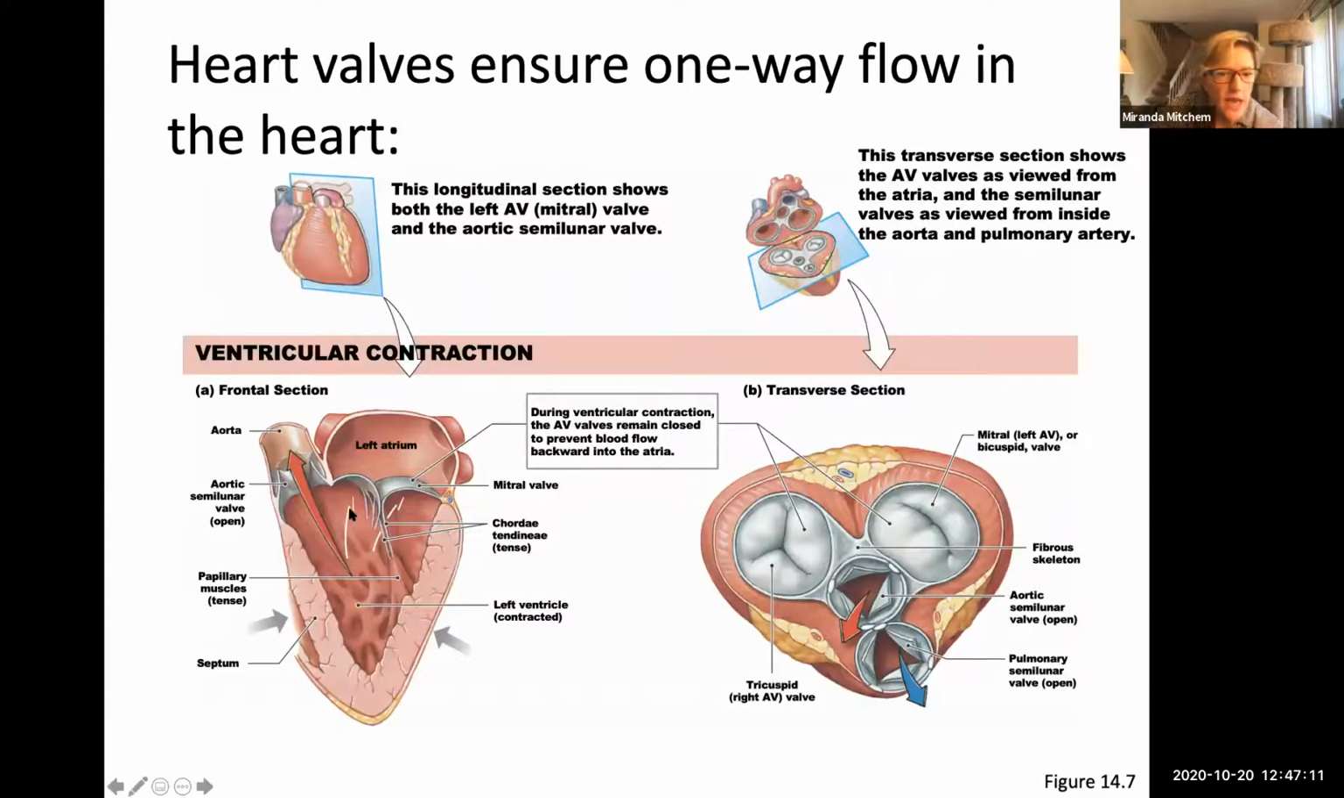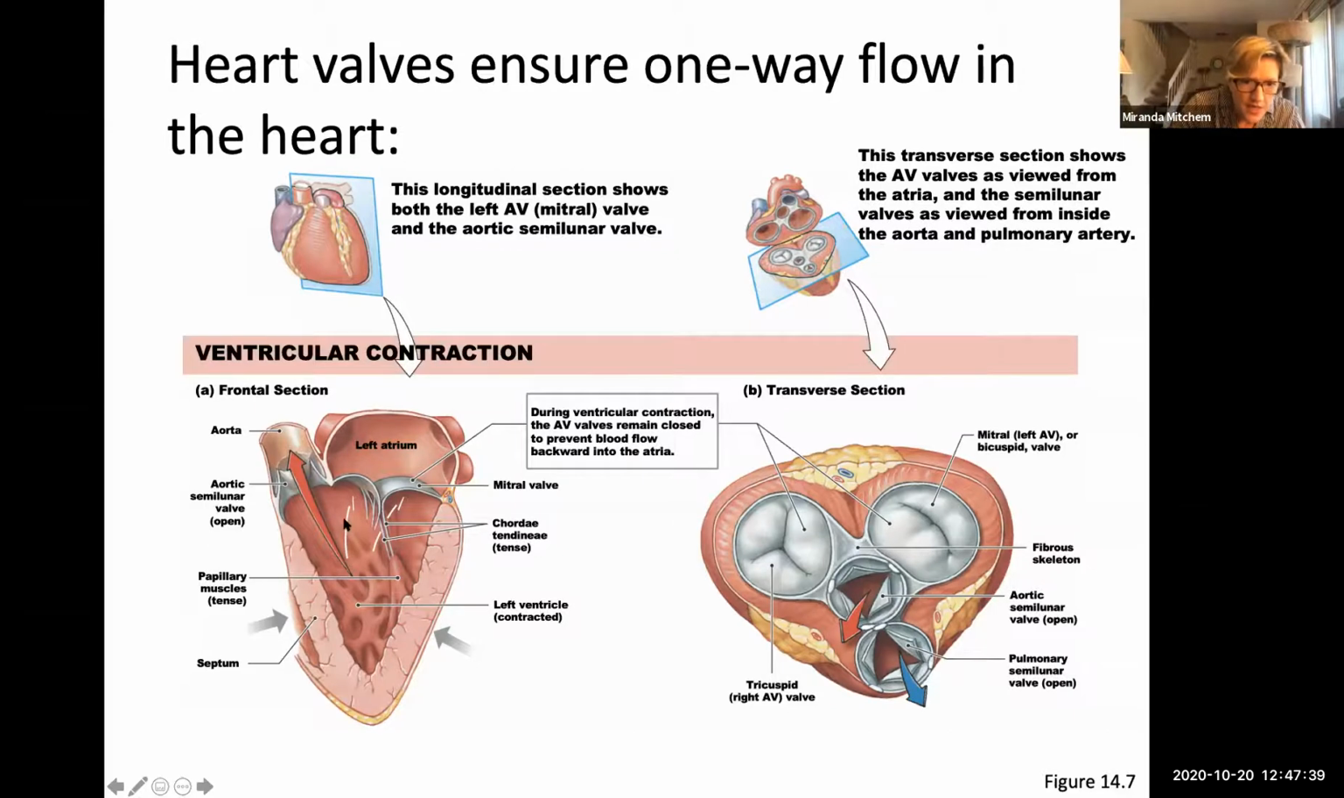Okay, so looking at the flow, we're looking at what happens in ventricular contraction, and we've got two different views of the same thing. On the left side, we're looking at what's called the frontal section, where we're just looking flat in, but really it would be anatomical position. And then we've got the transverse cut, which cuts it in half.